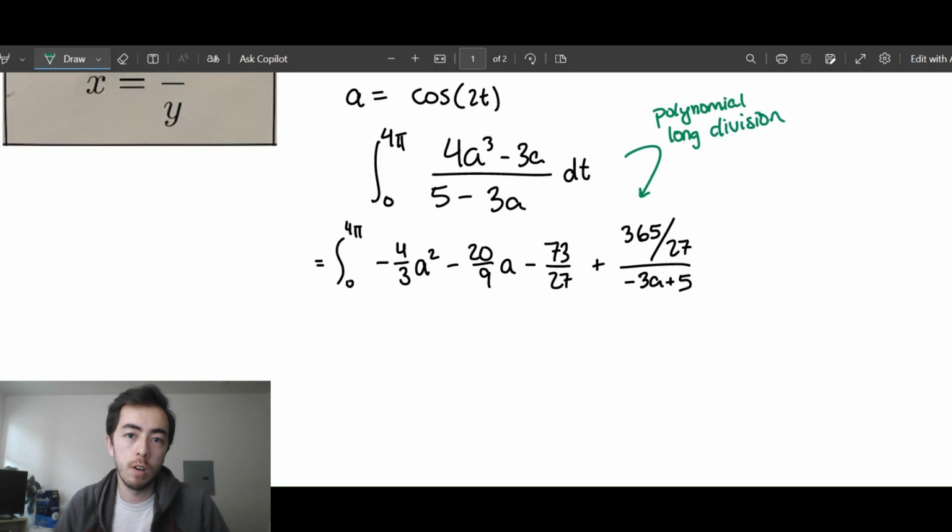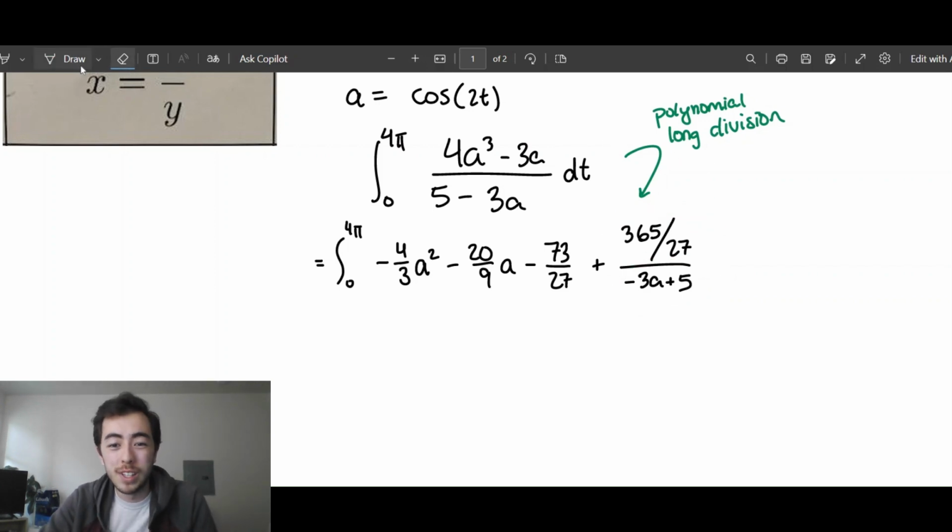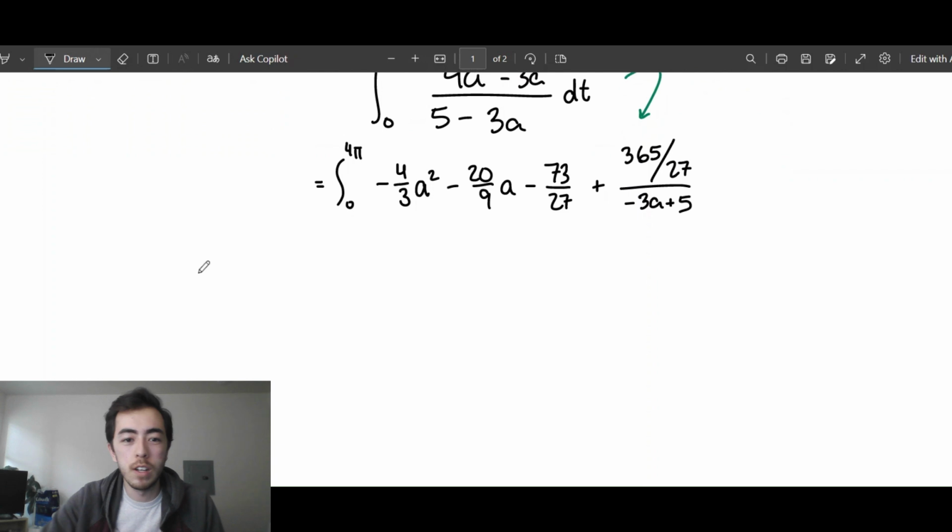Now we can treat all 4 of these terms as different integrals. Also, here is the remainder, and then once you're done with long division, you can always do remainder divided by divisor and tack it on at the end. One thing I don't really like right now is all of these fractions, and just to declutter it, I think I will take out the 1/27 from all of these terms and stick it out front.